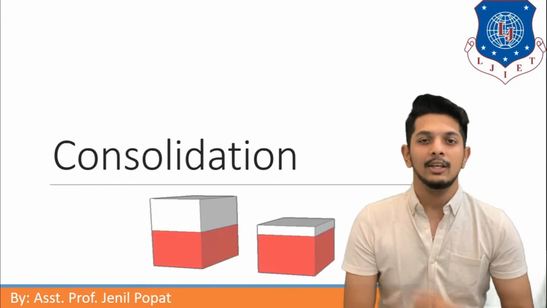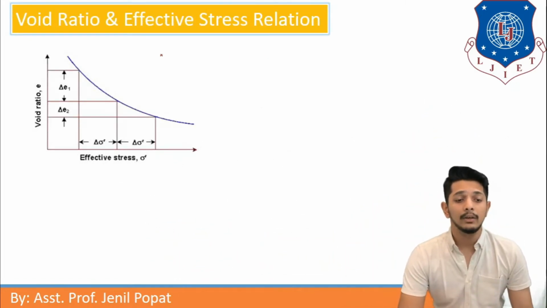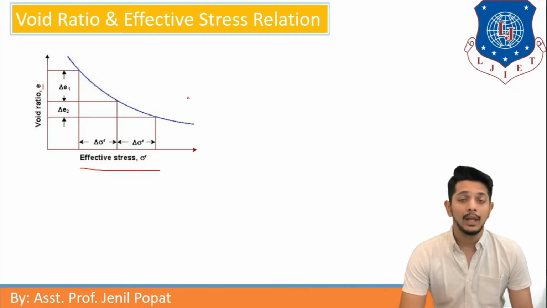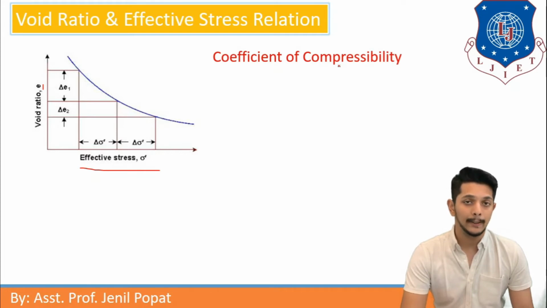Let us discuss consolidation today. This graph is showing the general behavior of soil: as the effective stress is increasing, the void ratio of that soil is decreasing. Now, Terzaghi has defined some more empirical formulas, like the coefficient of compressibility.